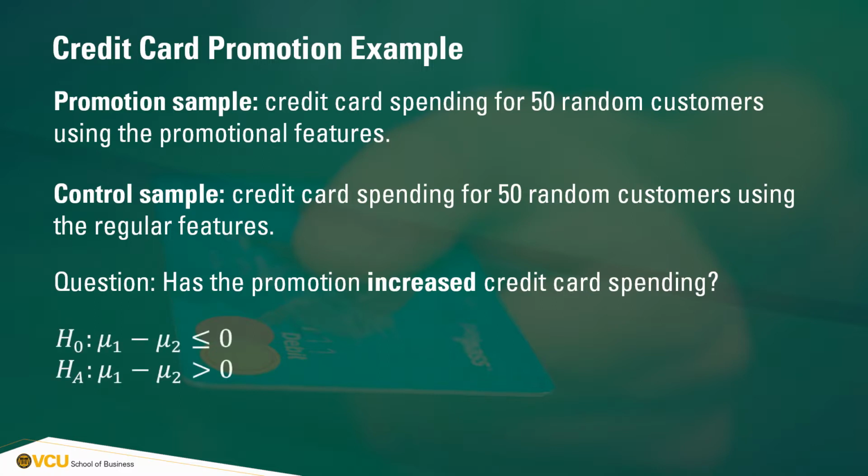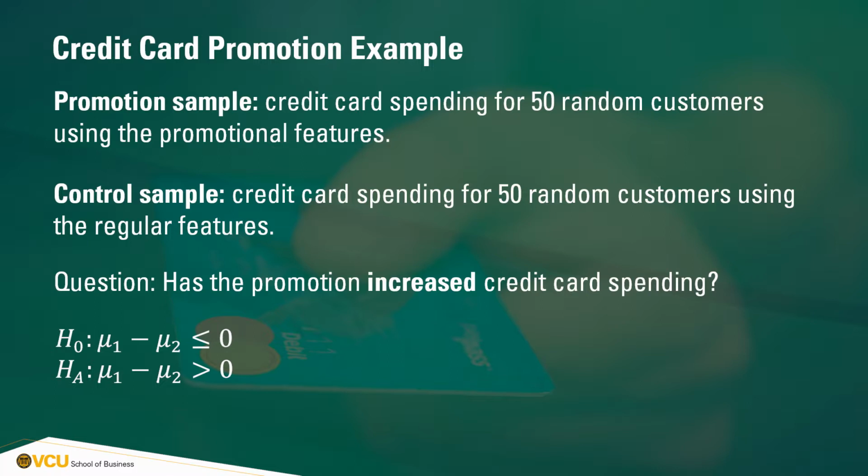First, the null and alternative hypothesis. H0: mu promotion minus mu control less than or equal to 0. The null hypothesis encompasses all scenarios where the promotion failed to increase credit card spending. HA: mu promotion minus mu control greater than 0. The alternative hypothesis contains all the other scenarios where the promotion increased credit card spending.